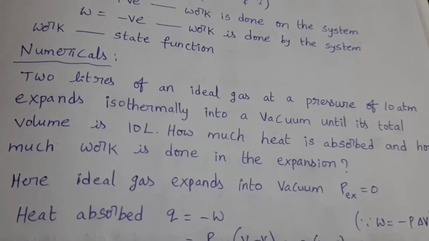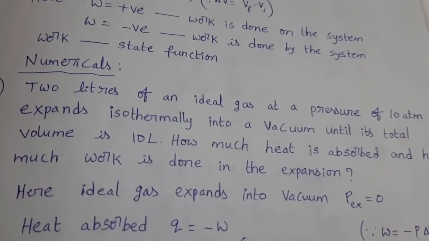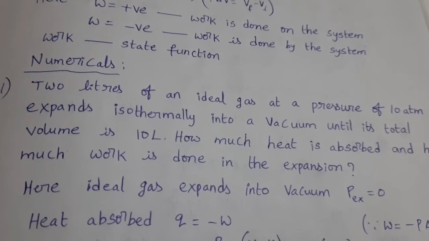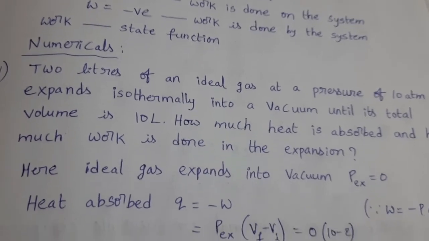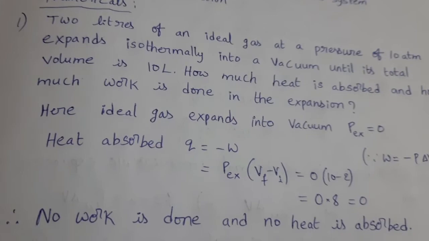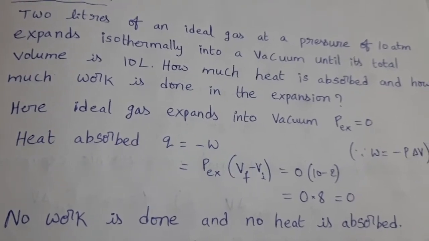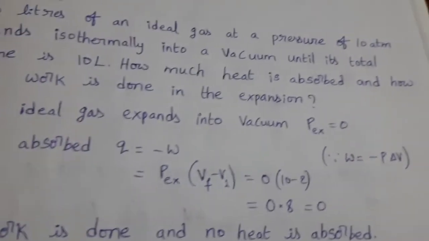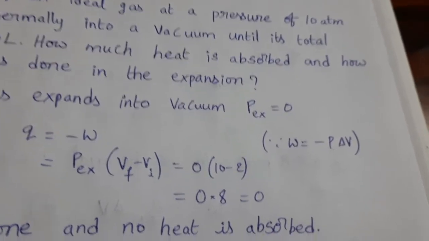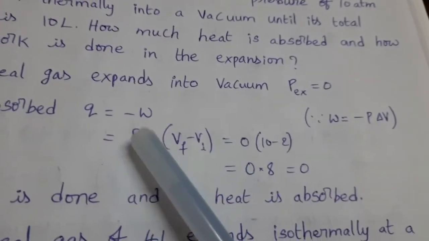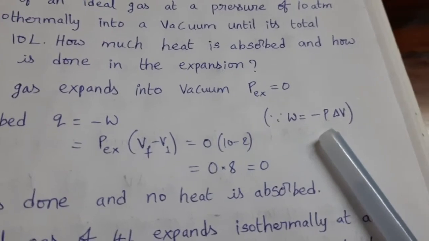Now, how much heat is absorbed? The absorbed heat energy and the work done in this expansion we should calculate. Very simple question. Heat absorbed Q equal to minus W. Here W means minus P dV. So already a negative sign is there, so minus into minus gives plus.